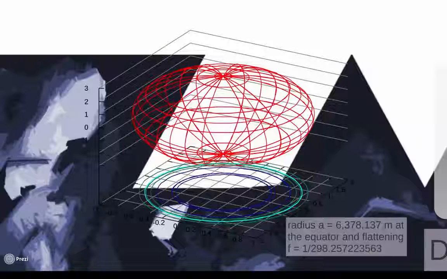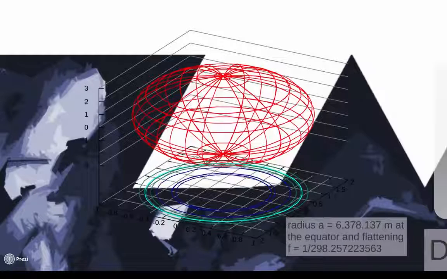Each datum contains also an ellipsoid, which is essentially a stretched sphere. It's also sometimes called an oblate spheroid, meaning a flat sphere, a sphere that's been flattened a bit at the poles due to Earth's rotation. So this ellipsoid is part of the datum as well. And the Earth is not really a perfect oblate spheroid.